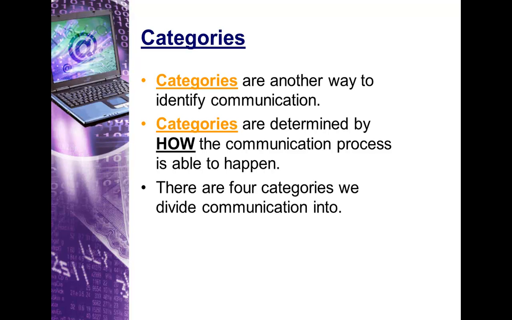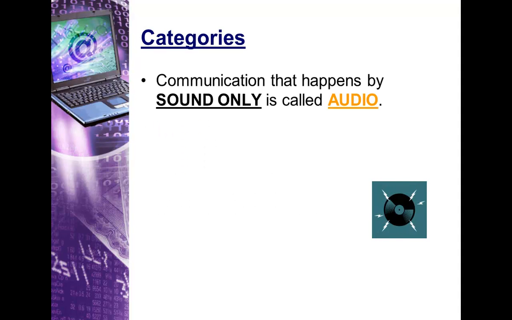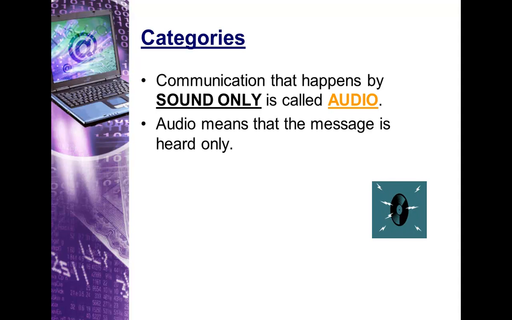Again, just like methods, there are 4 categories that we can divide communication into. And again, I know it can get a little confusing. The first one we're going to look at is communication that happens by sound only. This is called audio. So anything that communicates by sound only is called audio, and that means you hear the message only.